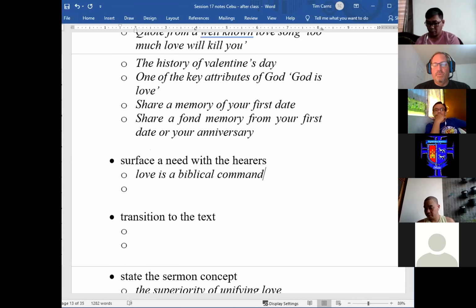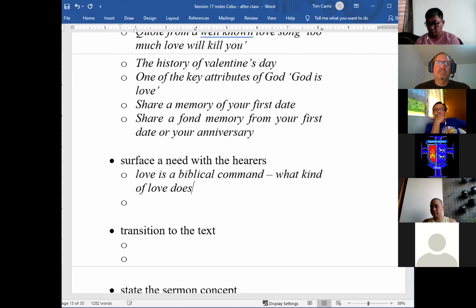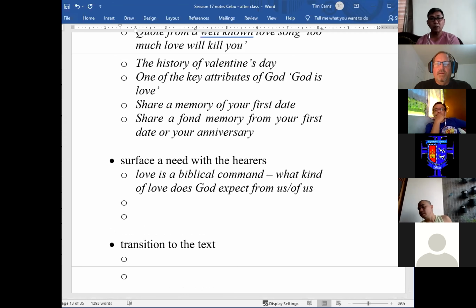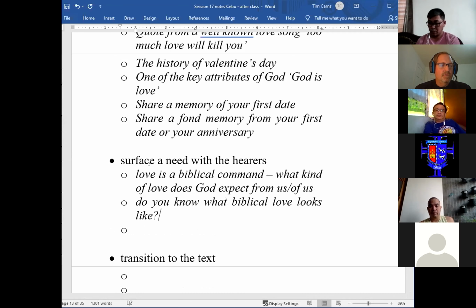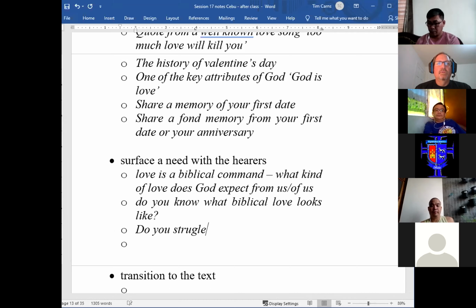So we should understand what kind of love God expects from us, or of us. Okay. What else? Give me another need we could surface. The world needs love. As Christians, we need to know the definition of biblical love. So we might frame it in this way, asking it in the form of a question. Do you know what biblical love looks like? Or do you struggle with loving other people?